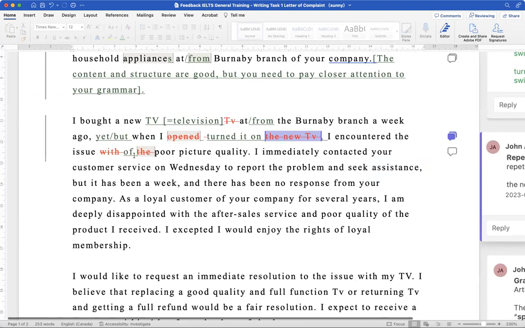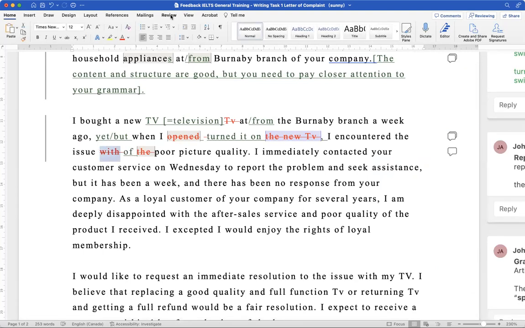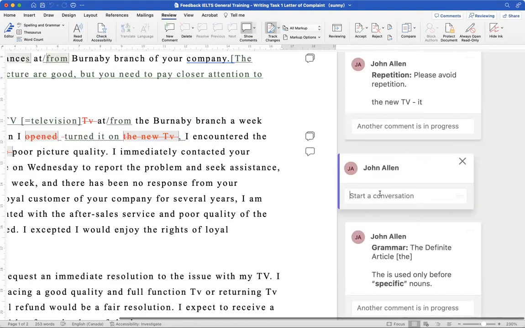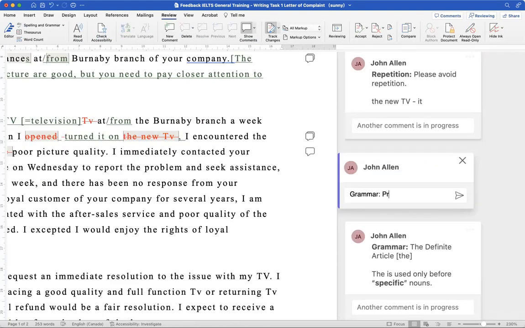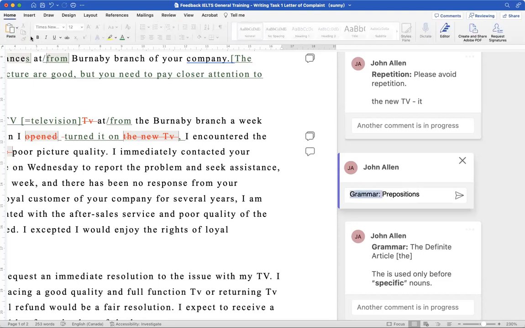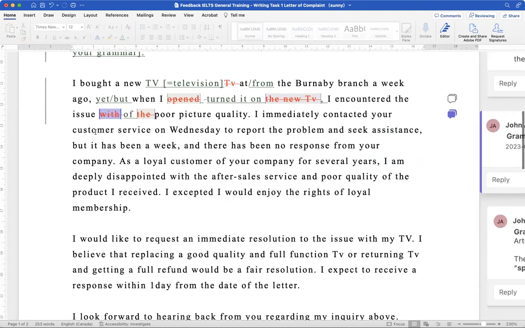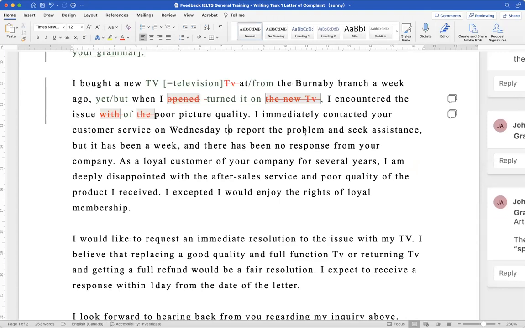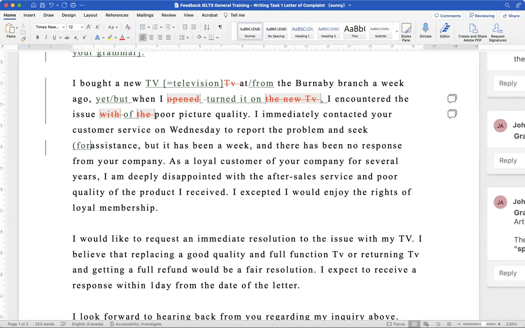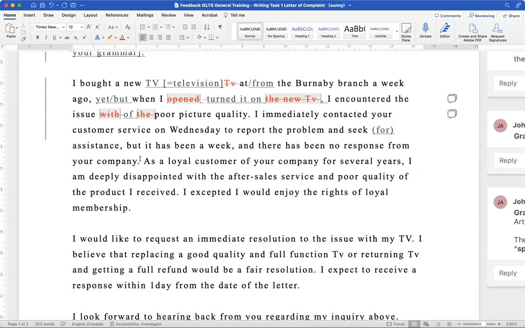Okay, and what else? Here, again, preposition mistake. You seem to be having problems with prepositions. So you should use the right prepositions. Okay, and on the issue of poor picture quality, I like this one. I immediately contacted your customer service on Wednesday to report the problem and seek assistance. That's correct. Or we can say seek assistance or seek for something. They are both correct. Seek for assistance, but it has been a week.